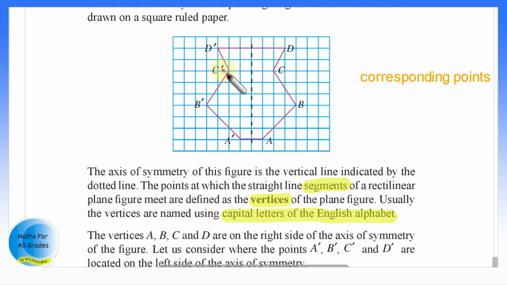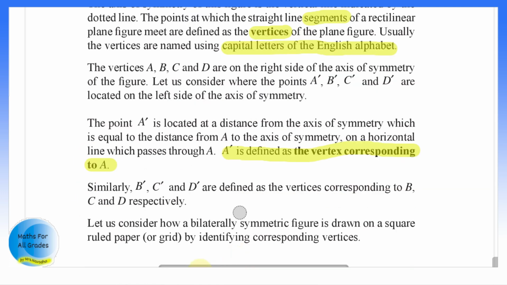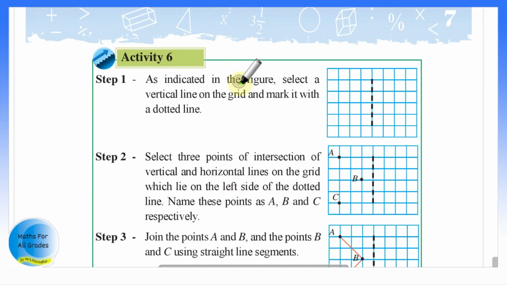But all these are vertices. A, B, C, D, A dash, B dash, C dash, all these are vertices. So we can say A dash is the vertex corresponding to A. Let's say it together. B dash is the vertex corresponding to B. C dash is the vertex corresponding to C. D dash is the vertex corresponding to D. Very good. It is mentioned in your third paragraph. A dash is defined as the vertex corresponding to A. Okay, now let's learn how to draw bilaterally symmetric figures. Turn to the next page. There is an activity for you.